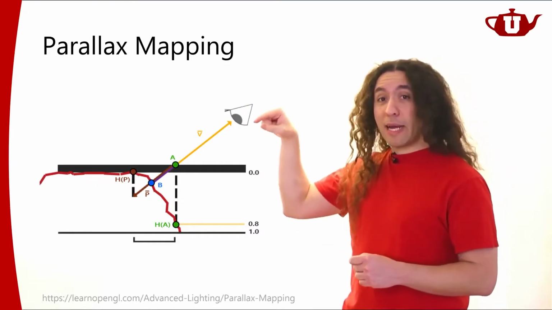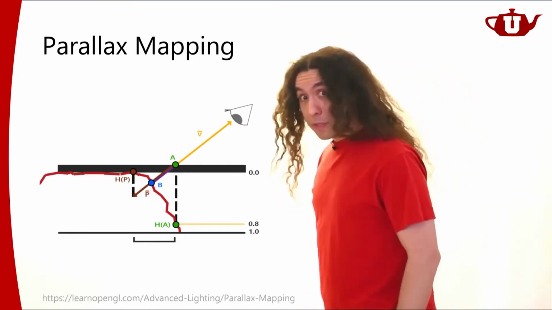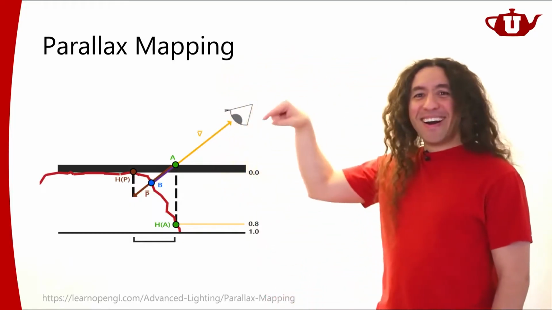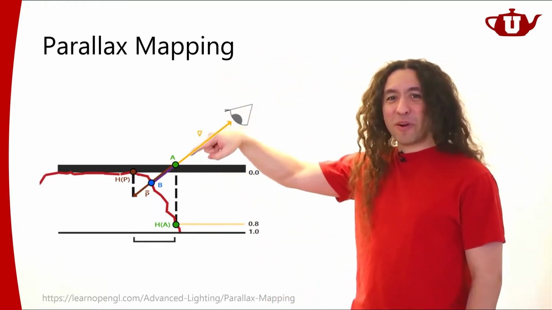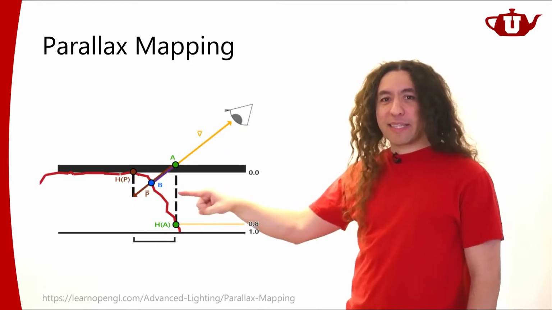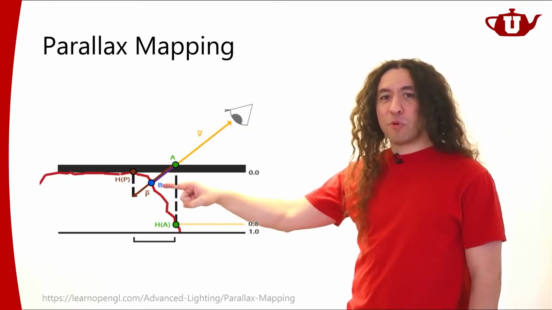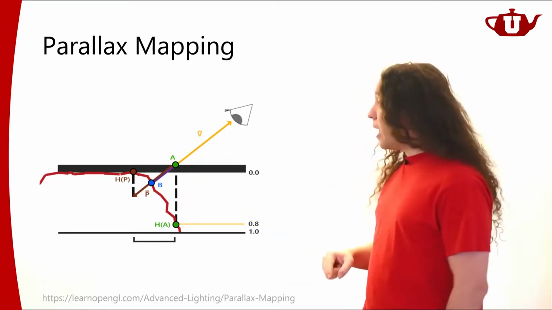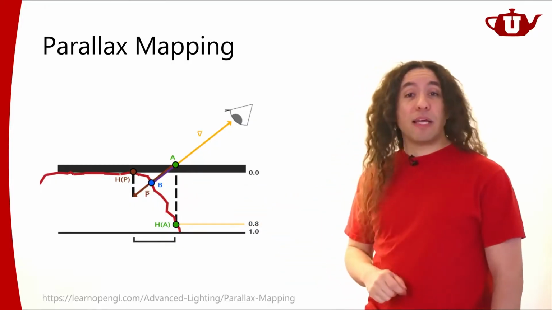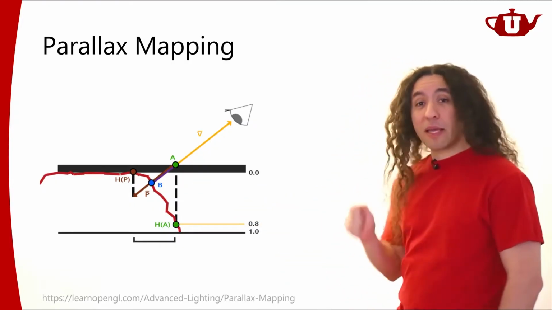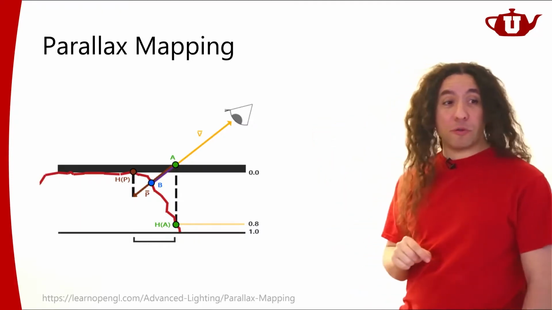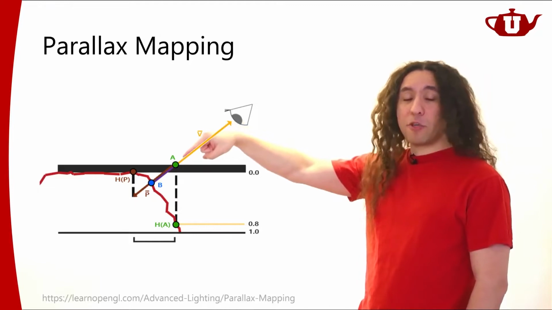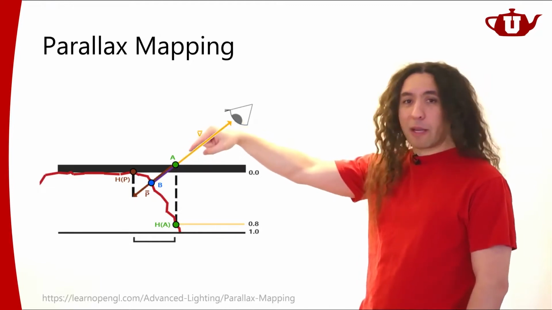So let's say that I'm looking at the surface from this side. This is the point that I'm seeing, and I would like to get this blue point here. This is the point that I would like to shade, but finding that can be expensive. So to make this cheap, here's what parallax mapping would do. I'm going to look at this point. I find the UV coordinates of this point. I already have that in my fragment shader.